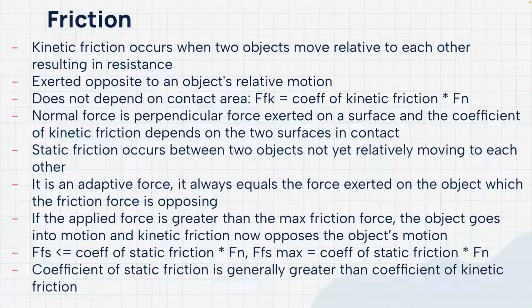And as we mentioned earlier, normal force is just the perpendicular force exerted on a surface, and the coefficient of kinetic friction just depends on the two surfaces in contact. Static friction occurs between two objects which are not moving relative to each other. That means they're stationary. Static friction is therefore an adaptive force. It's always equal to the force exerted on the object, which the friction force is opposing, until the force exerted is greater than the max static frictional force, and then it turns to kinetic friction.